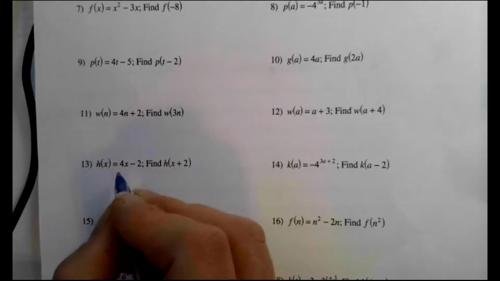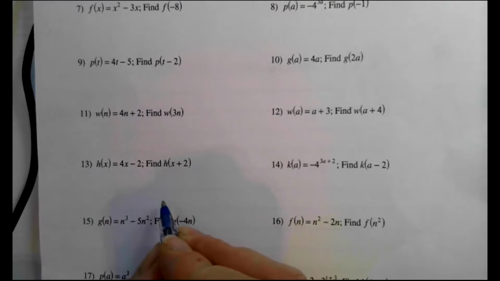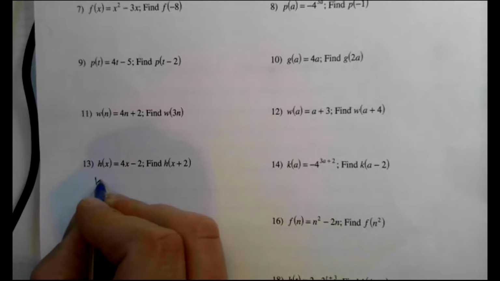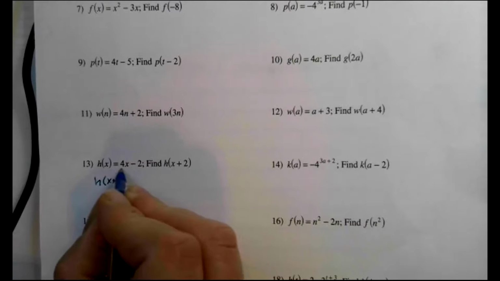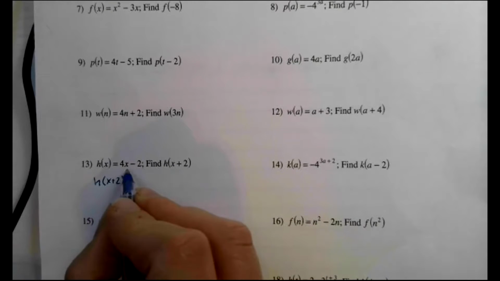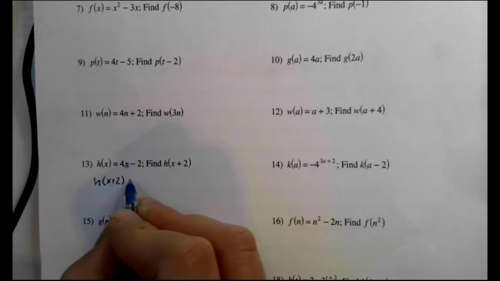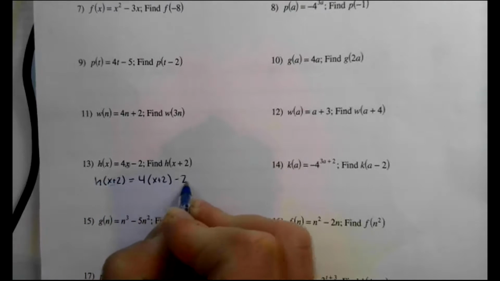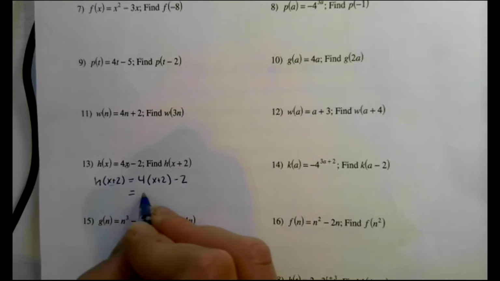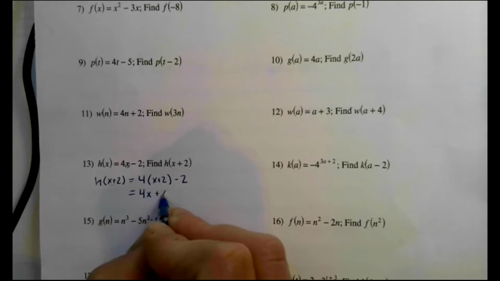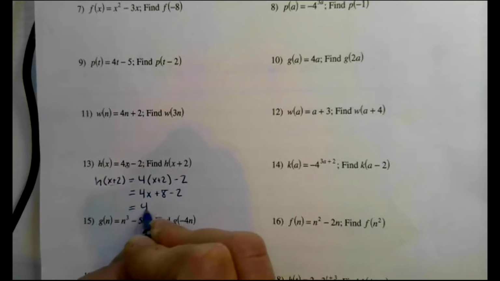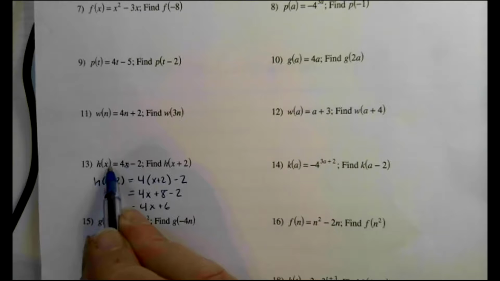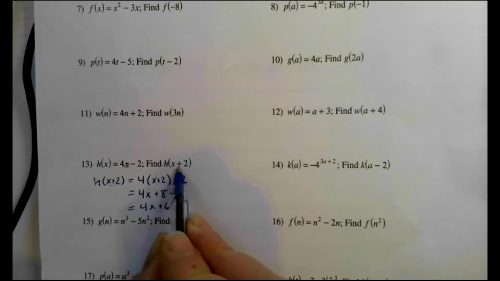So what did you have to do here? Instead of just plugging in a number, you're actually plugging in this expression with x. So h of x plus 2 means this is your definition of the function h. Everywhere you see the x, you plug in x plus 2, and you get 4 times x plus 2 minus 2. And then you can simplify that and say that's 4x plus 8 minus 2, and you end up with 4x plus 6.